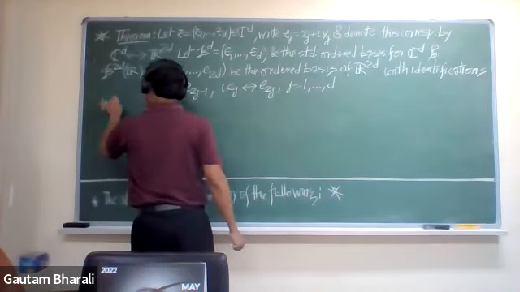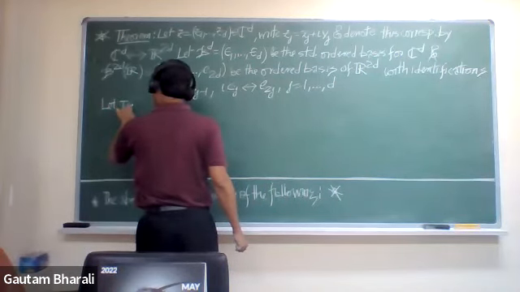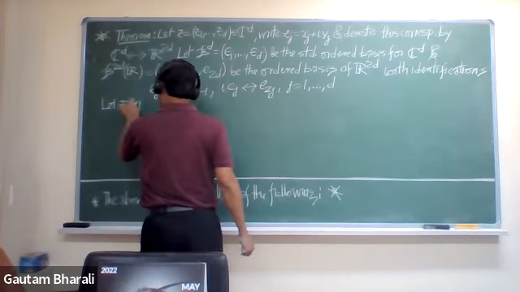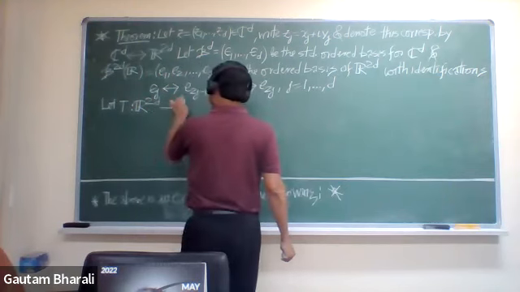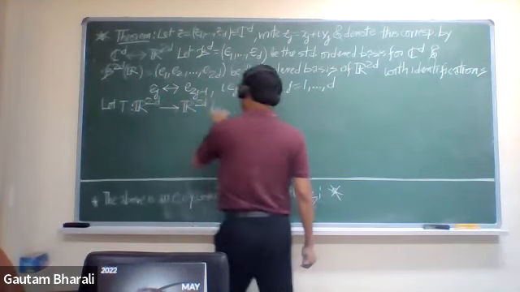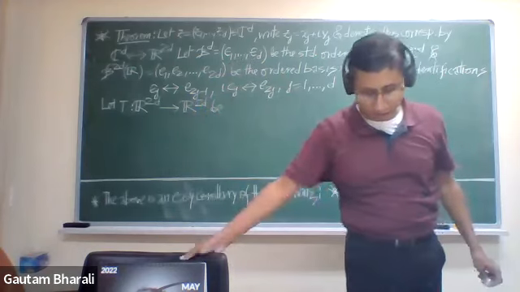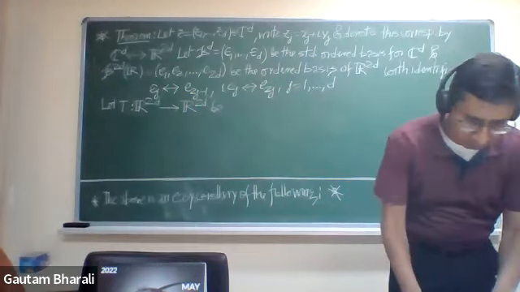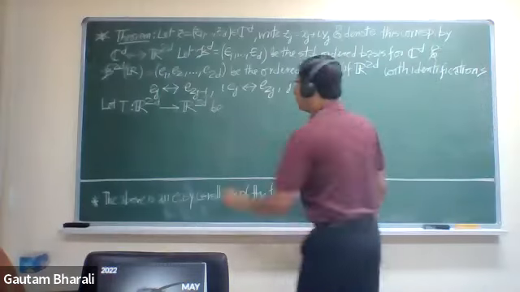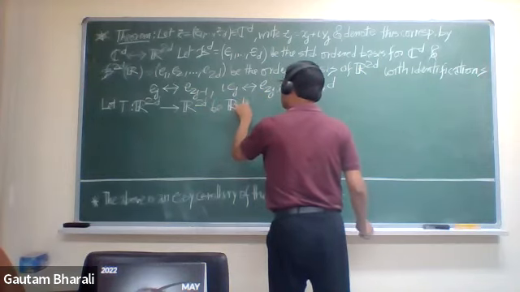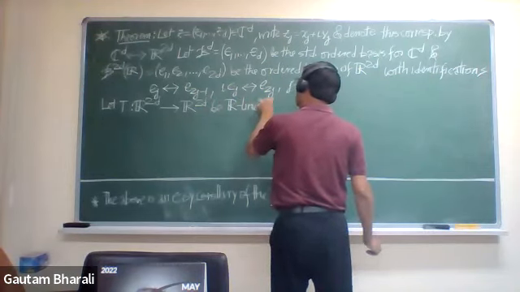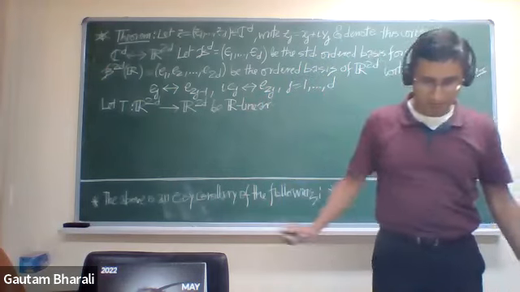Let T from R2D to itself be a real linear transformation. Did I miss anything? No, I haven't. Let this be R linear.